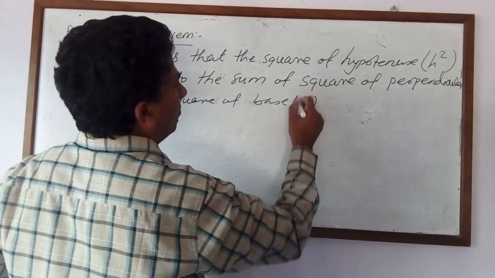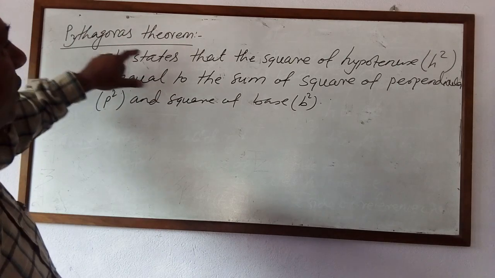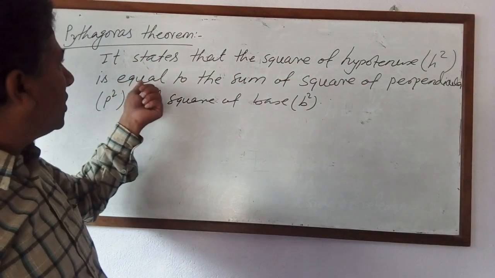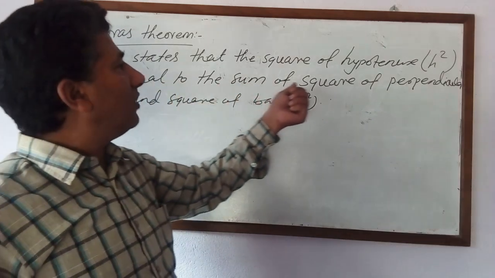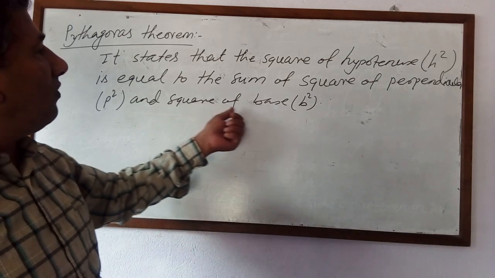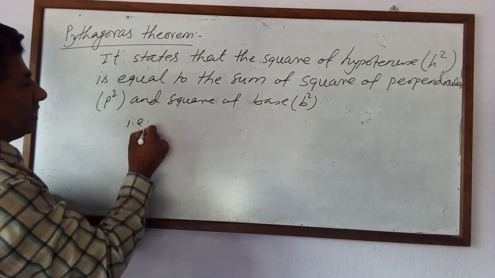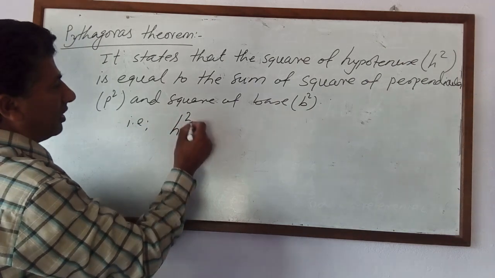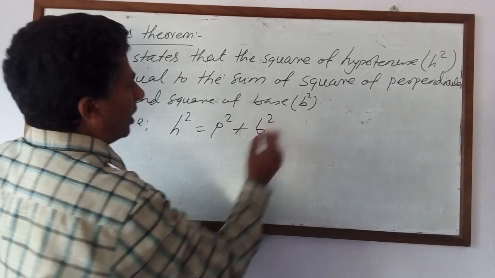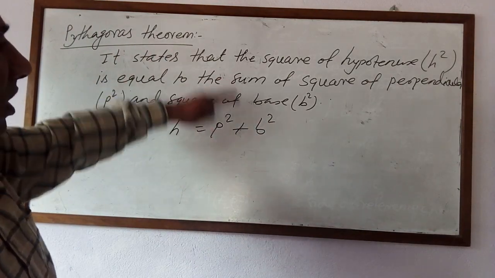that is B square. Now Pythagoras theorem states that the square of hypotenuse, H square, is always equal to the sum of the square of perpendicular and the square of base, B square. That is, we can write mathematically like this: H square equals P square plus B square. Now this is the relation of Pythagoras theorem. Now I will derive this.